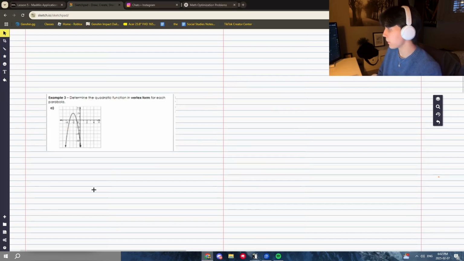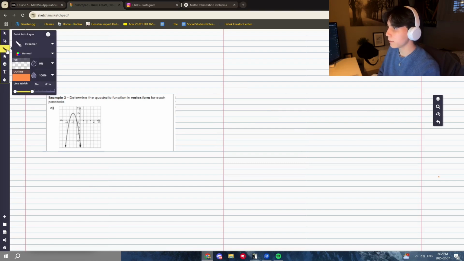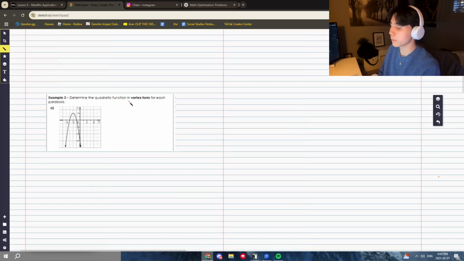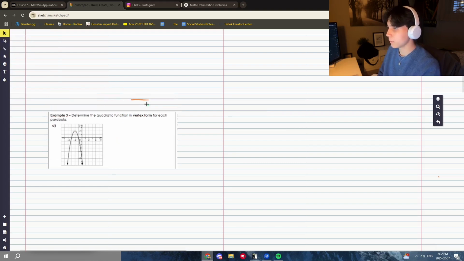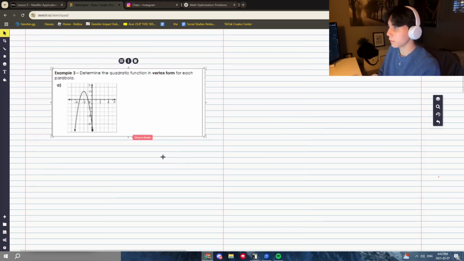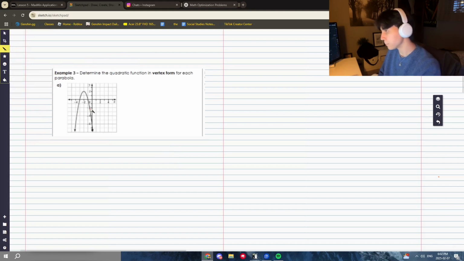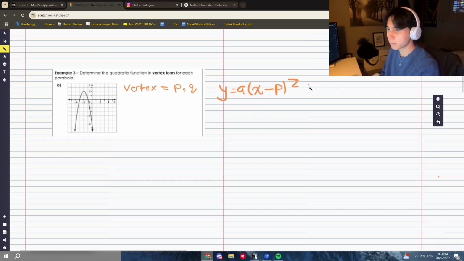So now we're actually going to expand our knowledge of vertex form and determine an equation or a function in vertex form based off of a graph. So the way we do this is by finding a couple key points. So the first point we're going to find is our vertex, since our vertex is going to give us our p and our q value of our vertex form. So we have y equals a(x minus p) squared plus q. And we'll just have two variables knocked out straight away.